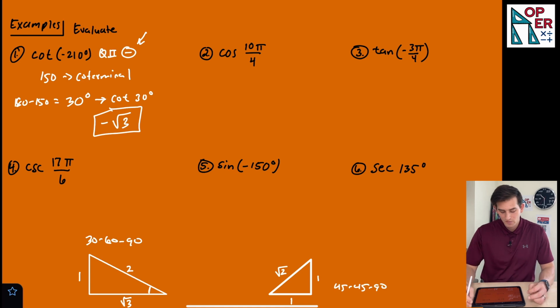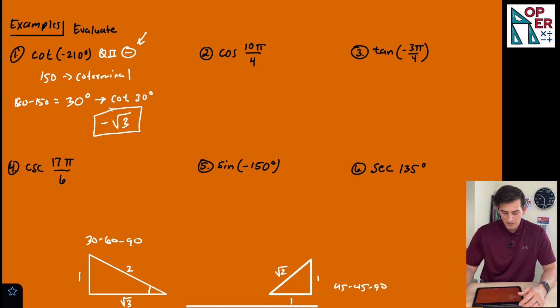All right, cosine of 10 pi over 4. This one is a little bit different. Let's think about where 10 pi over 4 would be. Well, if we reduce this, this is going to be 5 pi over 2. Now if we think about where this would be, 2 pi over 2 would be 1 pi, right? And then we have another 2 pi over 2, which is another 1 pi. And so now we're left with just pi over 2.